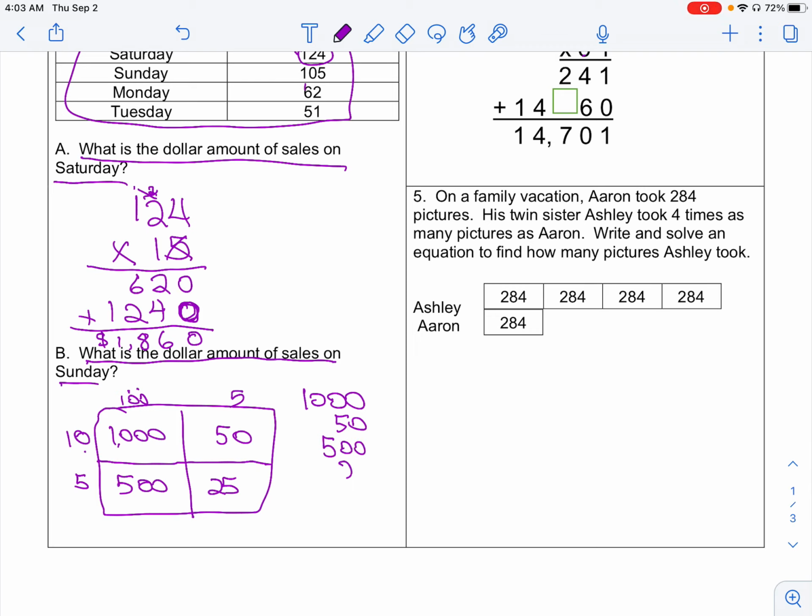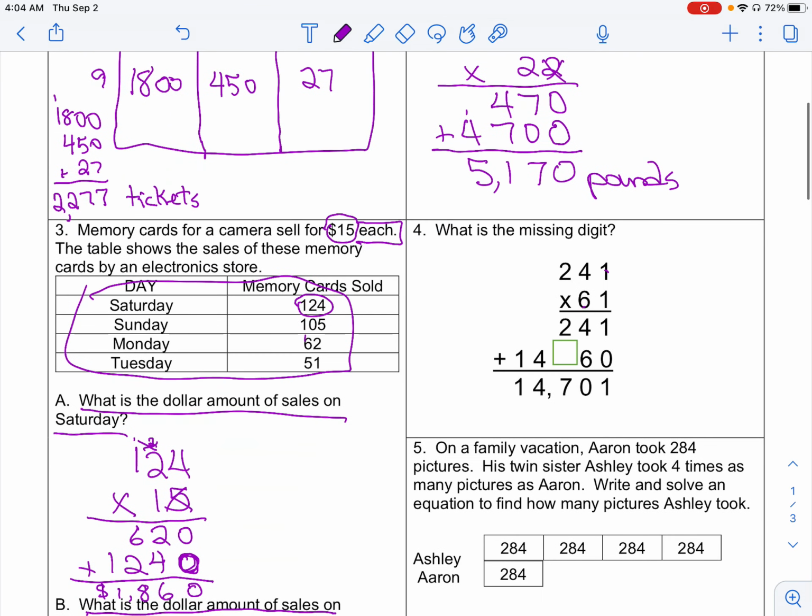Notice the numbers are all lined up on the right side, because you want to keep your ones, your tens, your hundreds, and your thousands all in line. So 0 plus 5 is 5. 5 plus 2 is 7. 5 and 1. $1,575.